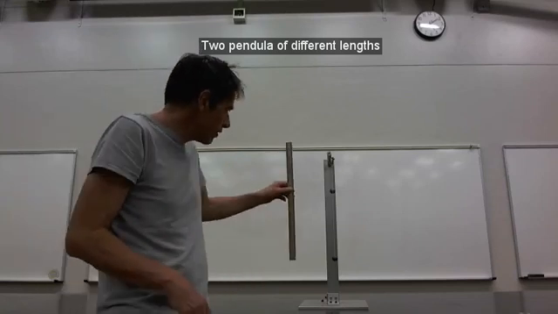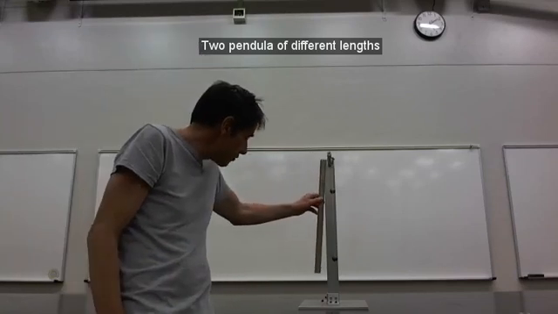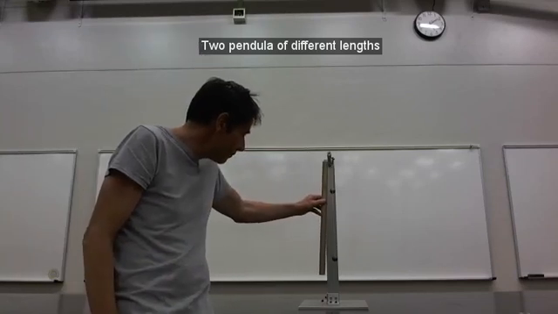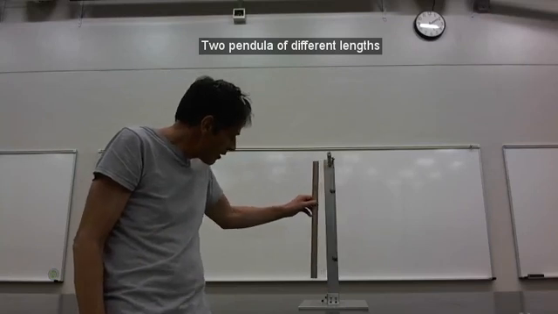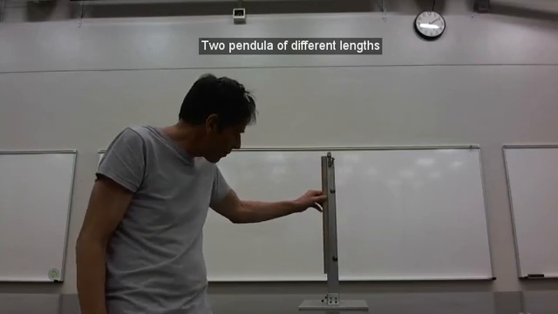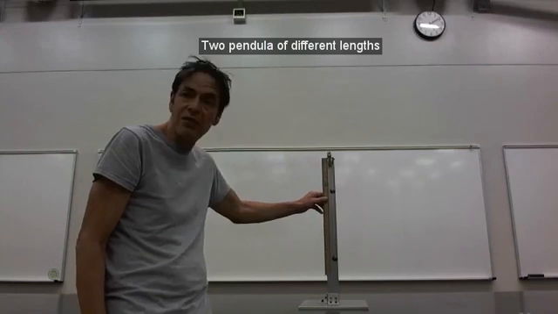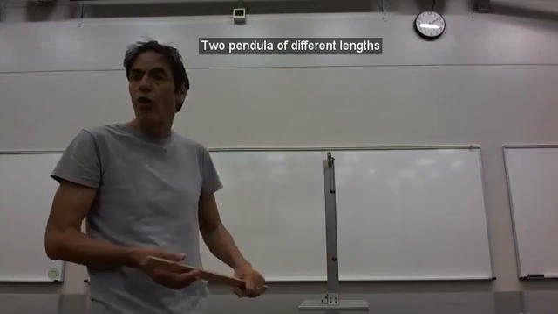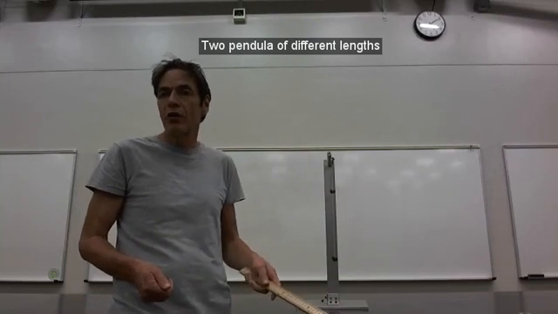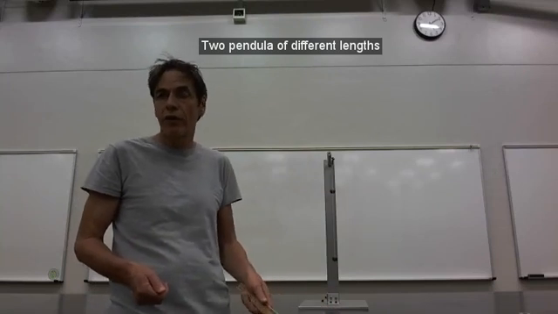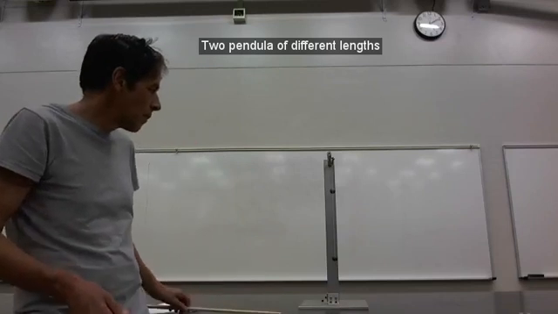So here are the 2 pendula. Just measuring the short pendulum, its length is 12 centimeters. Now measuring the long pendulum, its length is 48 centimeters. So indeed the long one is 4 times longer than the short one. The long one's period should be twice as long as the short one. Let's try that out.